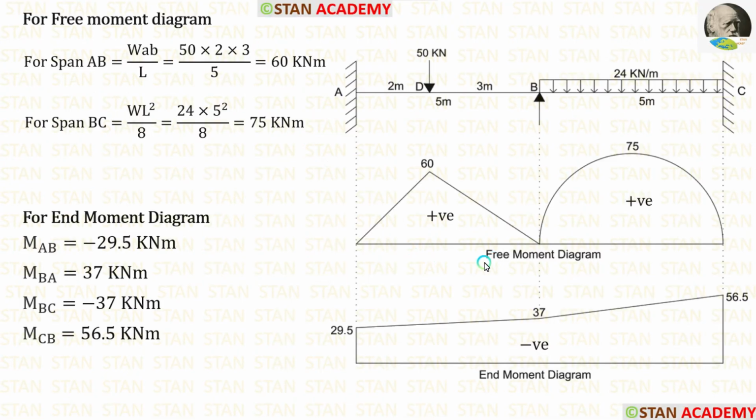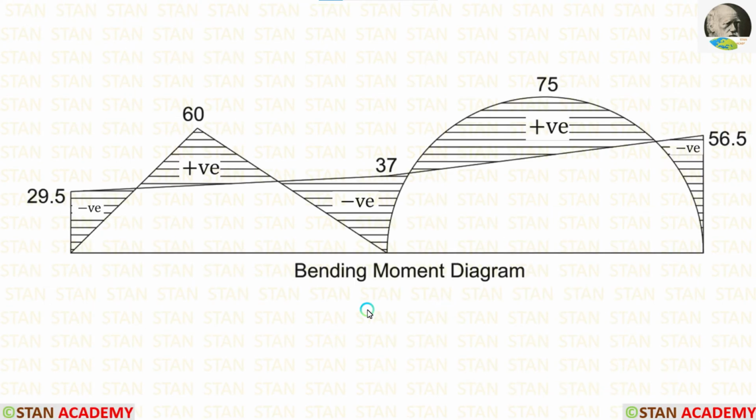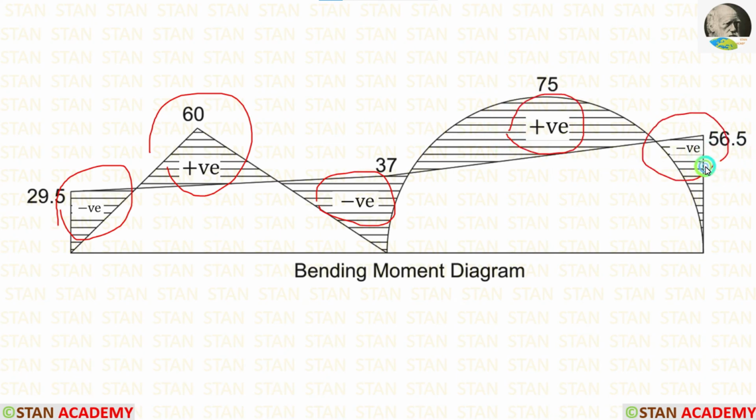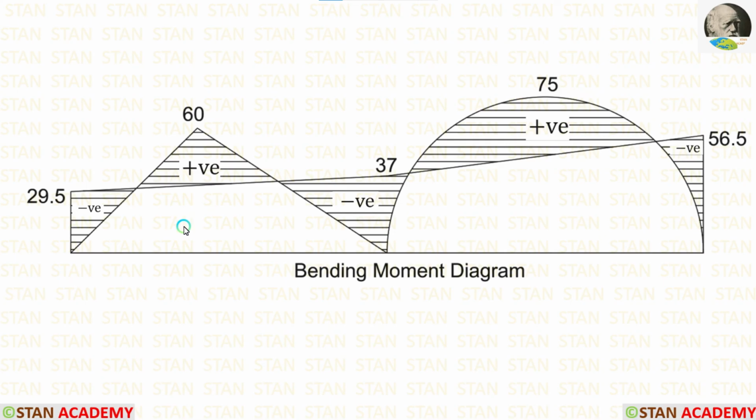Now let us combine the free moment diagram and the end moment diagram. You can see that I have combined both of the diagrams. Wherever they are acting alone without mingling with one another, we have to mark the values with the sign. Here the end moment diagram is coming alone. Here the free moment diagram, then end moment diagram, then free moment diagram, finally the end moment diagram. Wherever they are together, we are not marking anything. We just keep the space empty.